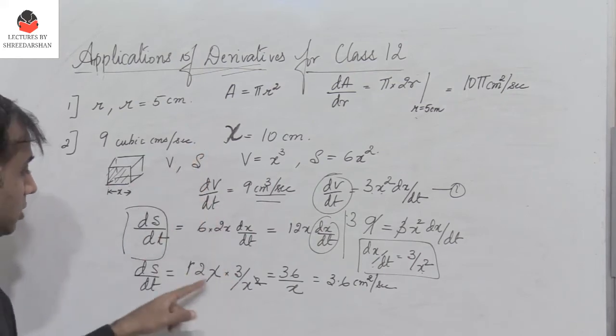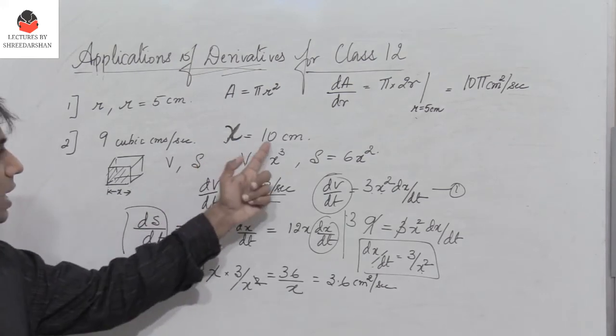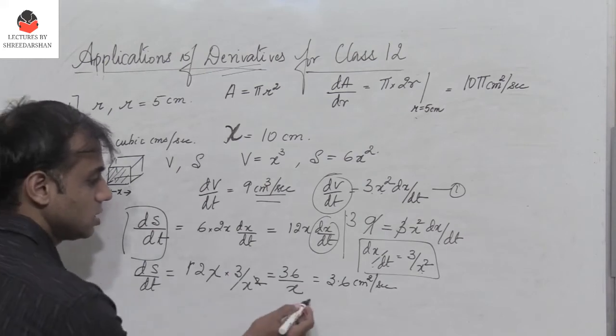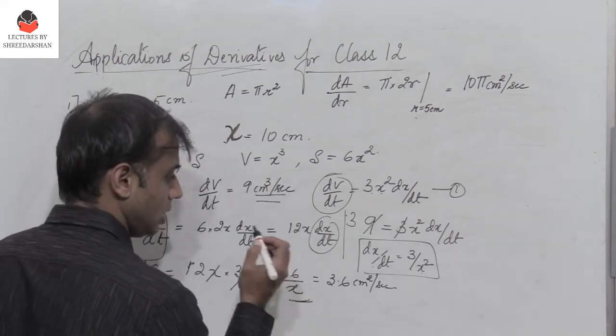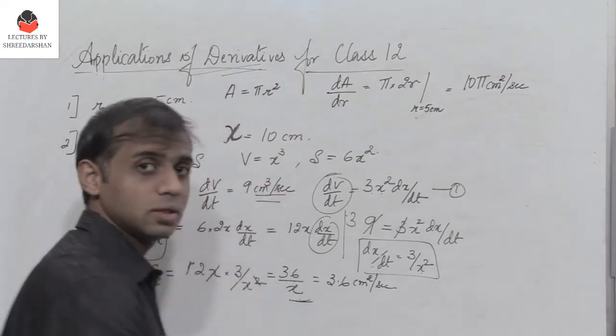Substitute the value of dx by dt in the expression ds by dt. And we need to find the rate of change of the surface area of a cube when the length, that is the side of the cube, is 10. Right? So x is 10. So 36 by 10 gives me 3.6 centimeters square per second. So a very simple problem. So let's move on with the third problem.